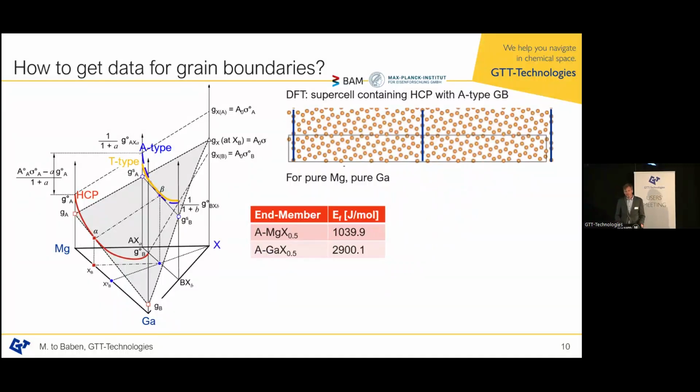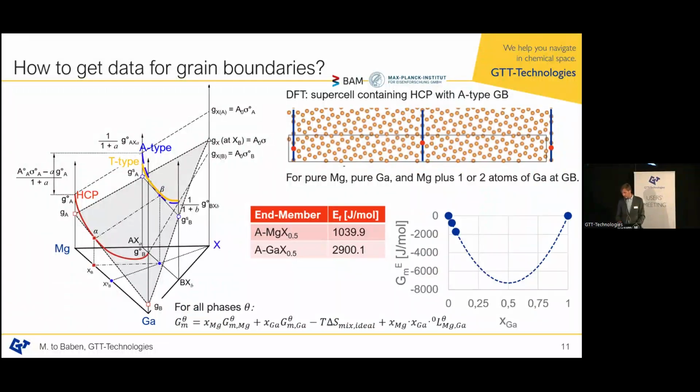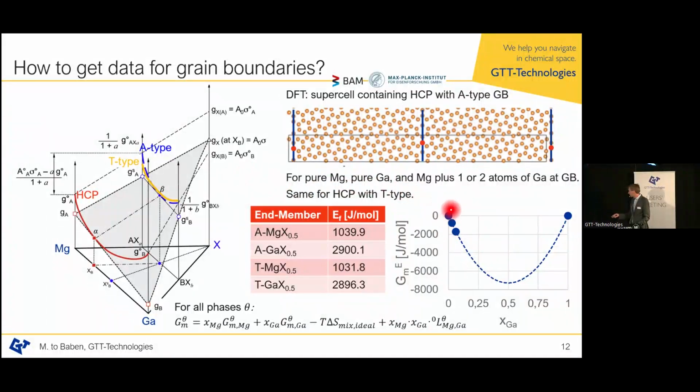Well, we need data, right? We need to somehow describe the Gibbs energy models of the grain boundaries. And in order to do this, we get data from our partners here in the SFB who calculate using DFT supercells containing such a grain boundary phase. And taking this, we have a formation energy for the end member of our grain boundary phases, both for A-type and for the T-type. And also, we ask them to calculate an enthalpy of mixing for a pure magnesium grain boundary, as it includes a bit of gallium here.